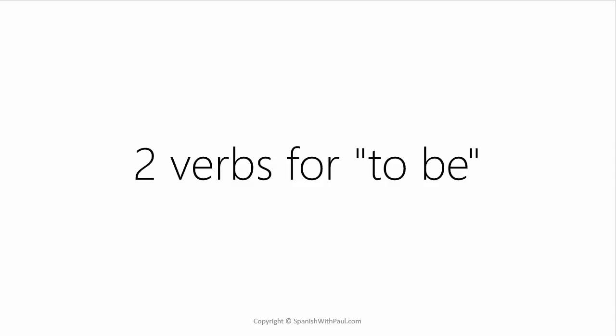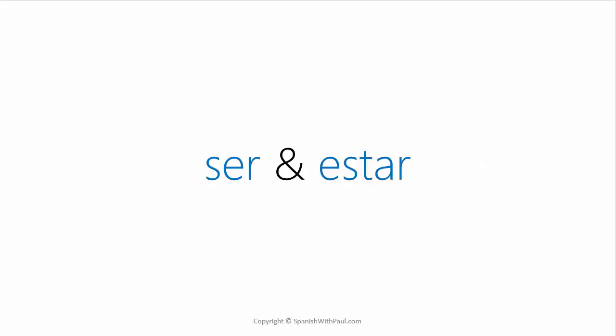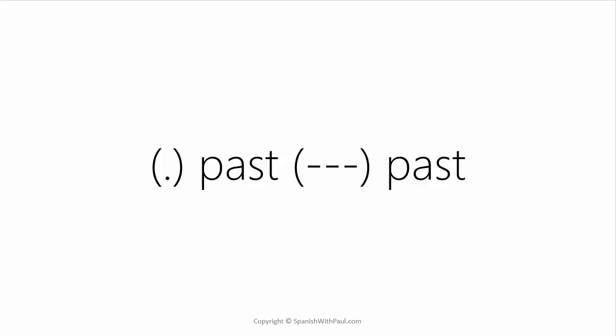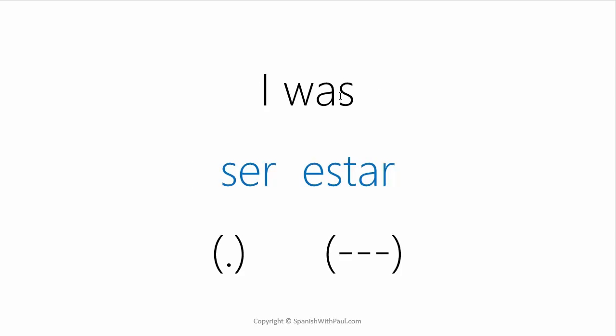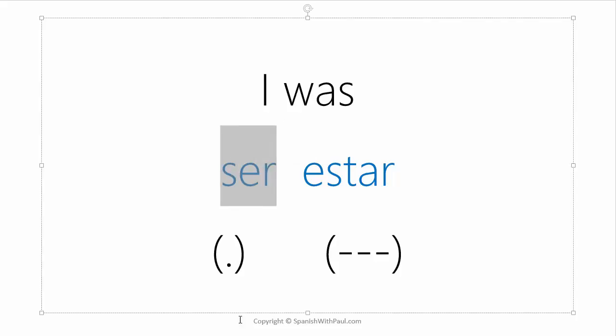We have 2 verbs for to be. We have ser and estar. And we also have a line past and a dot past. So if we wanted to say I was, we can fall into different directions. We could go with ser and use a dot past or a line past. So that's 2 options for was. But we could also go into estar and choose a dot past or a line past.